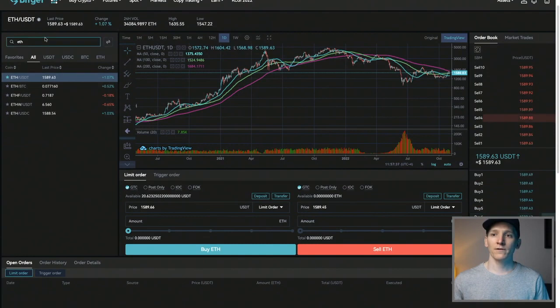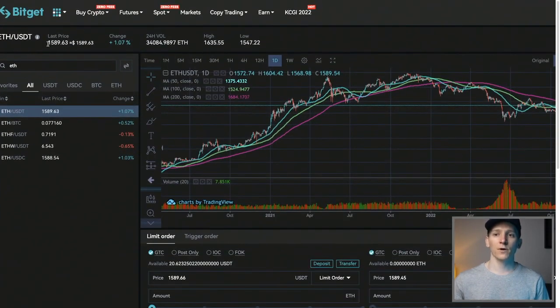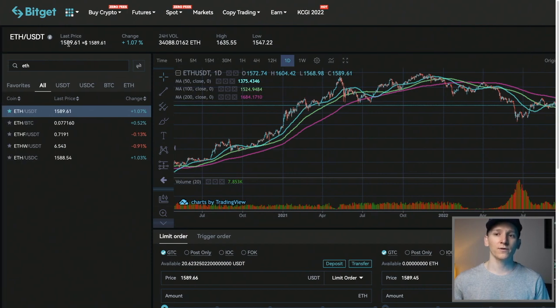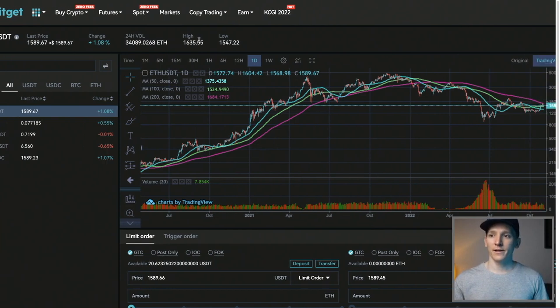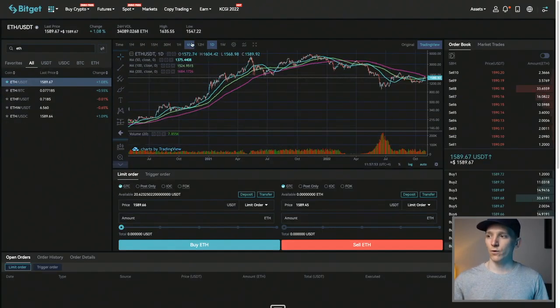So what we have is the last price. This is the last price traded on the system. It's around $1,589 per one Ethereum, but you can obviously buy any amount that you want in terms of a dollar amount. And then just some trading information here, which is not really too important.